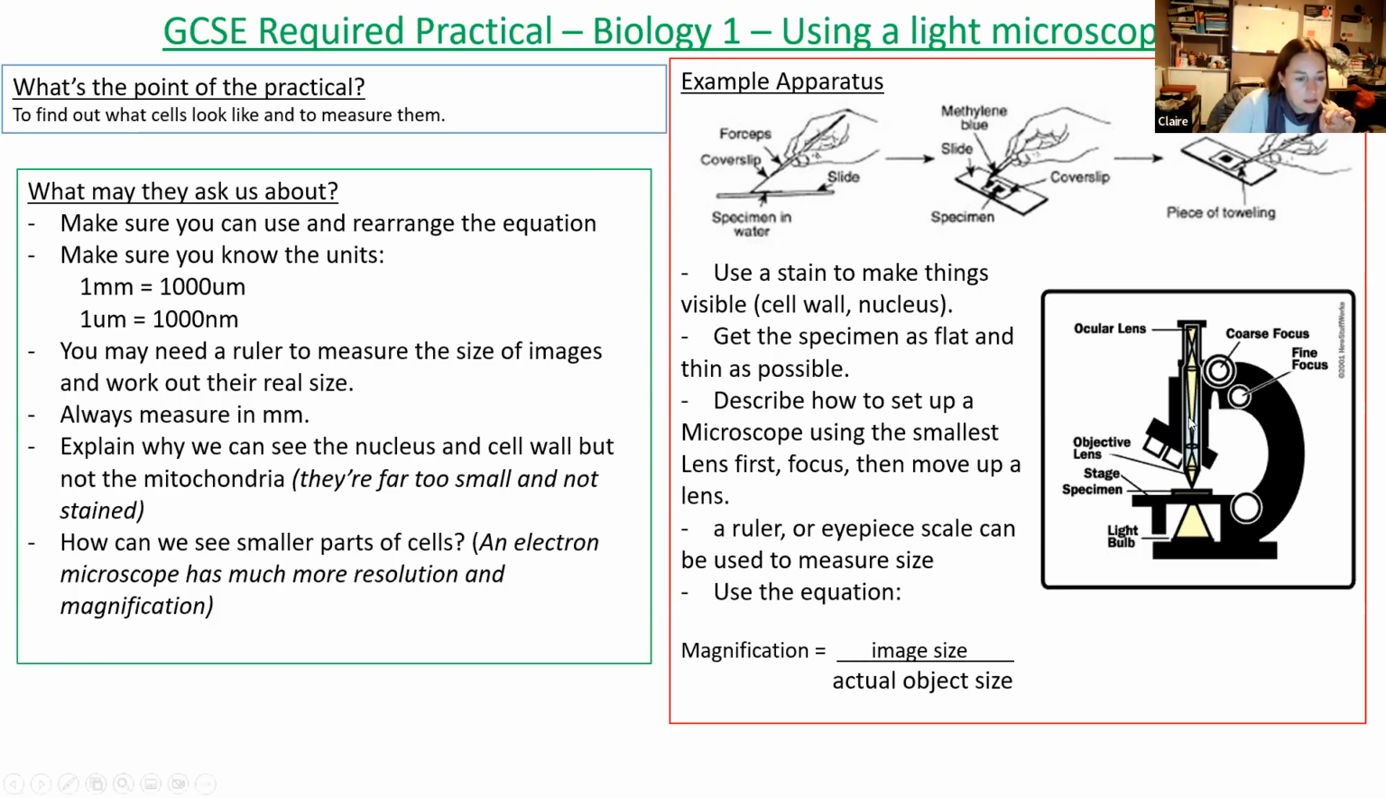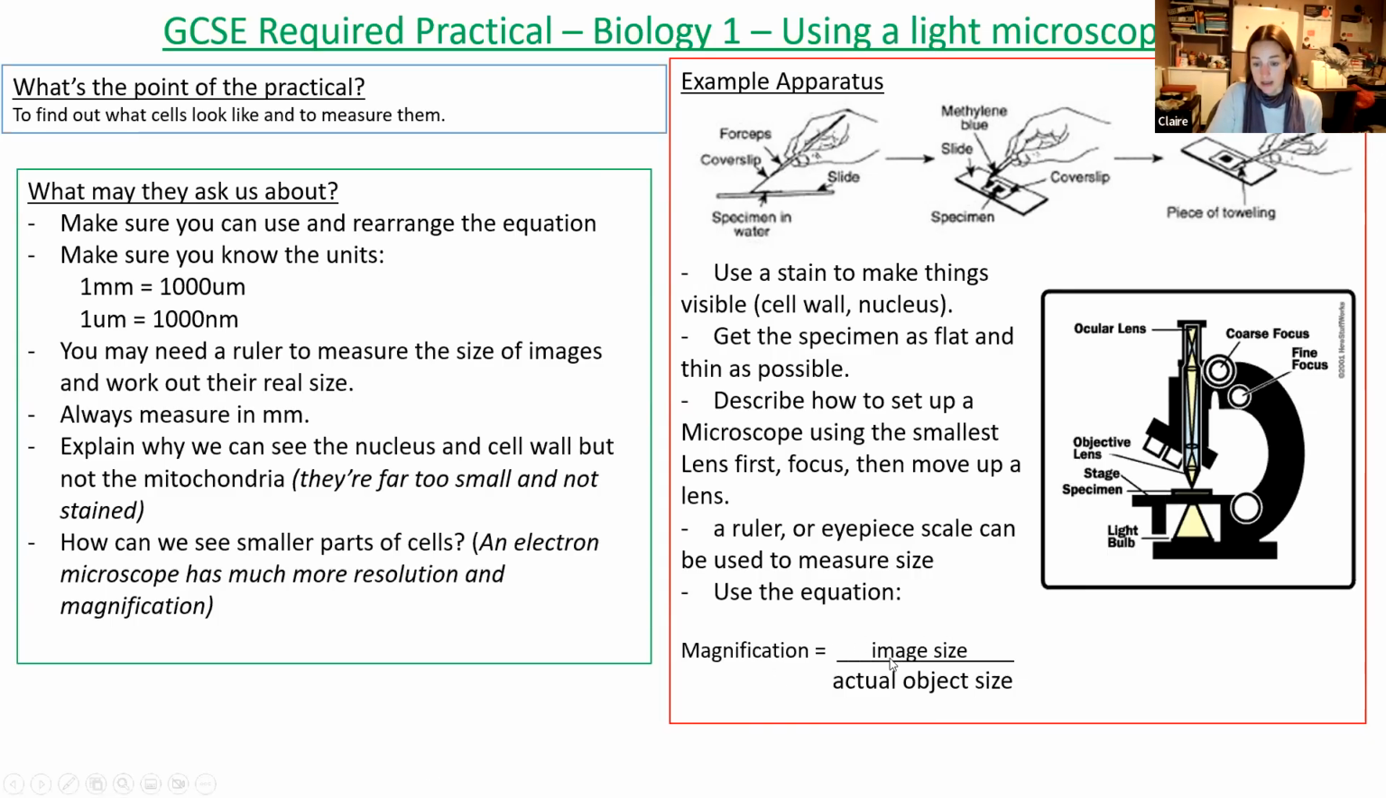Other things that crop up, quite common, is comparing light and electron microscopes. They always talk about, here it is, resolution and magnification. An electron microscope has a higher resolution and a higher magnification. That's what they want you to say. Okay, so with a light microscope, you won't be able to see things like ribosomes because they're too small. That's it, basically.